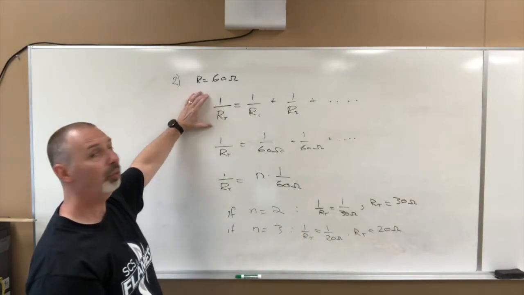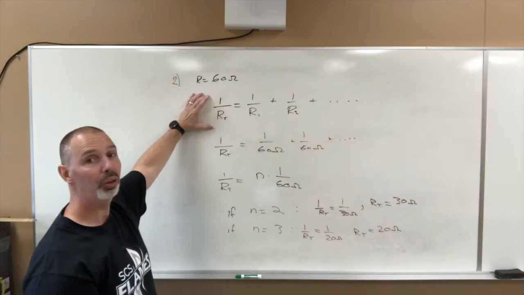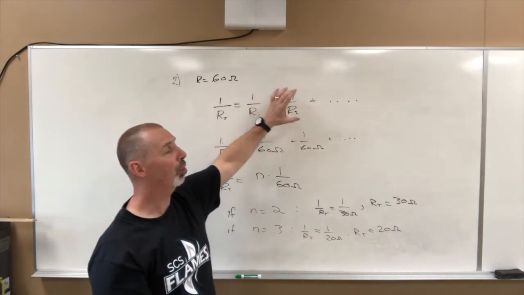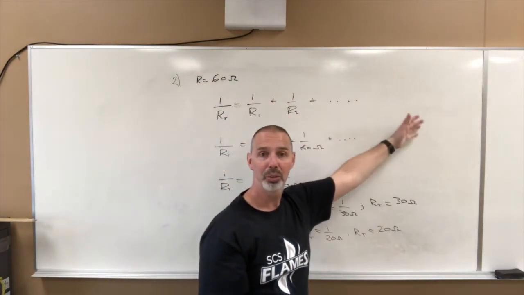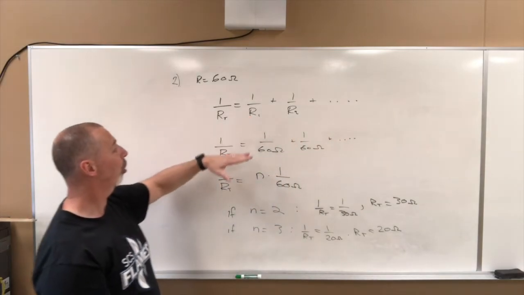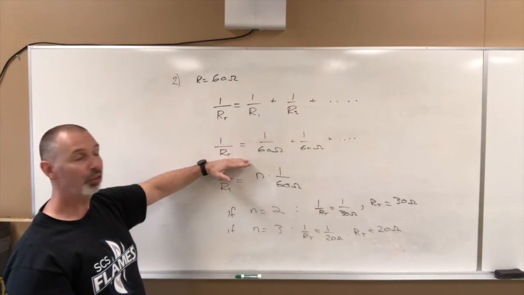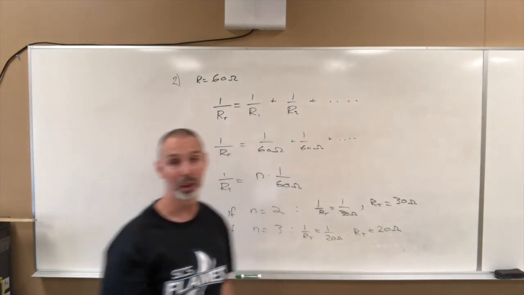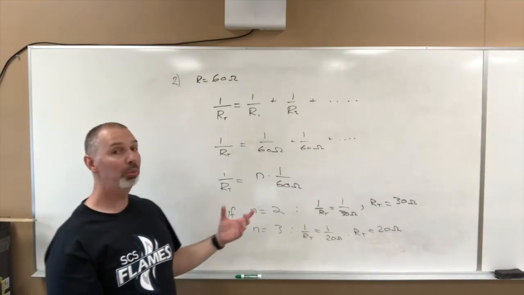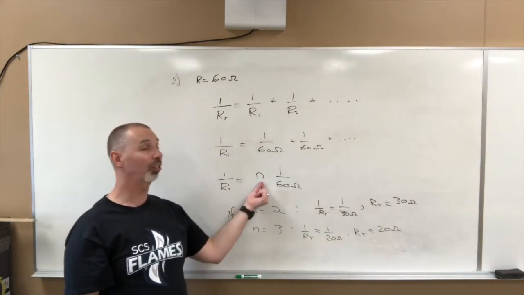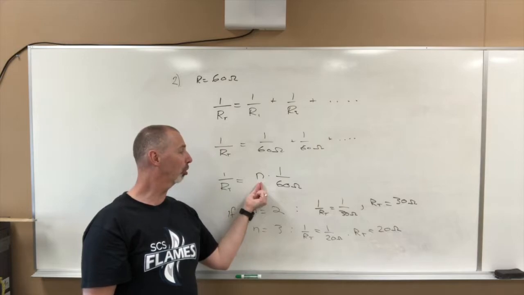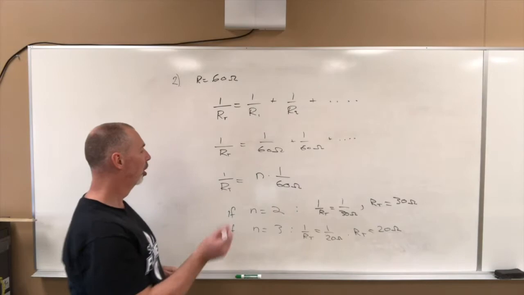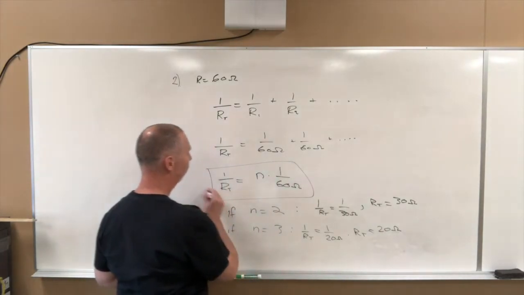So remember, when resistors are connected in parallel, this is the relationship. 1 over RT, R total, equals 1 over R1 plus 1 over R2 plus however many resistors there are. Now, if they're all 60 ohm resistors, it becomes 1 over RT equals 1 over 60 plus 1 over 60 plus 1 over 60 and so on, as many resistors as there are. That could be simplified to 1 over RT equals N, the number of resistors, times 1 over 60 ohms. And so this becomes a bit of a formula for this particular question.